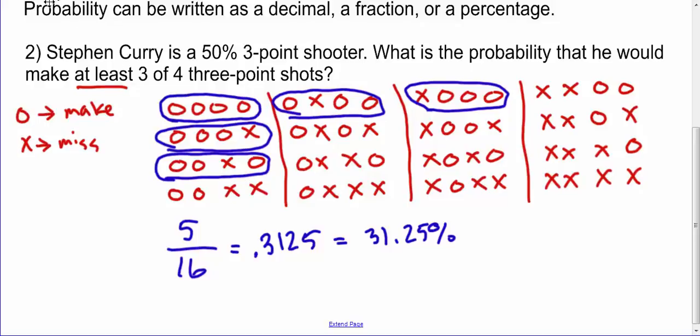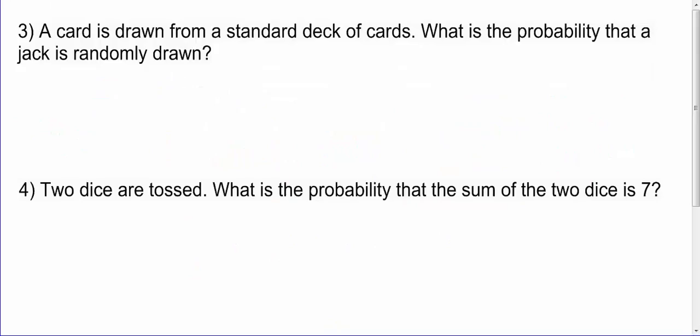All right, onward. A card is drawn from a standard deck of cards. What is the probability that a jack is randomly drawn? Now remember, when we say standard deck, that means 52 cards. So what we're looking at is, well, how many jacks are in the deck? That answer is 4, 1 from each suit. Total number of cards, 52. And we can simplify 4/52 down to 1/13.